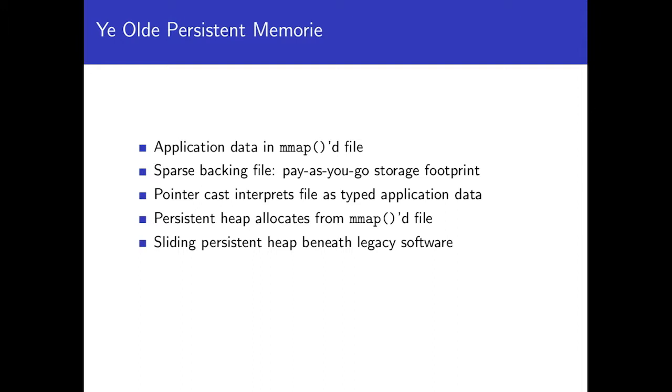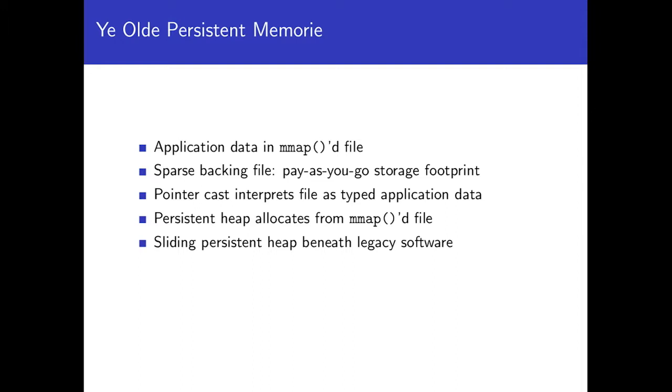We're going to use pointer casts on the return value of mmap to interpret the contents of the memory mapped files as typed application data. Almost always we're going to want to layer a persistent heap abstraction on top of raw persistent memory, a persistent allocator that simply allocates memory from a memory mapped file.